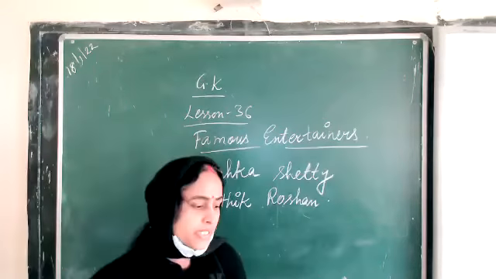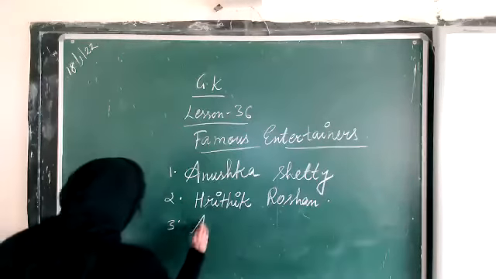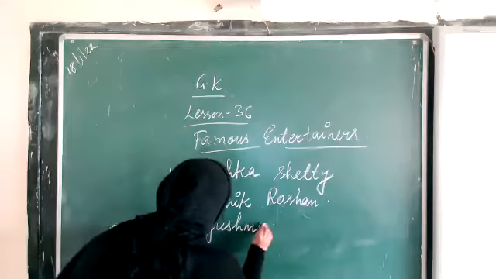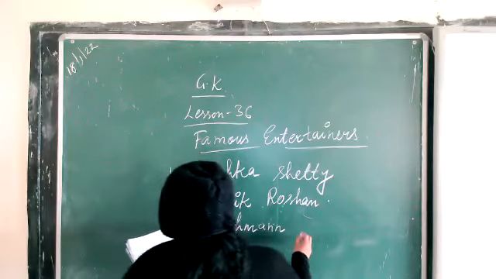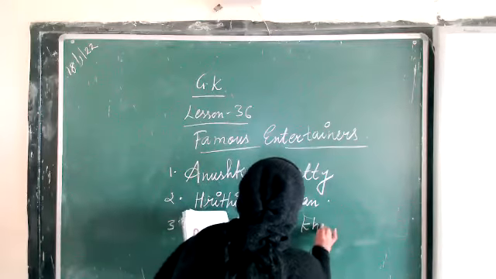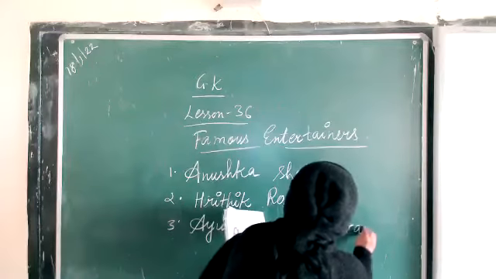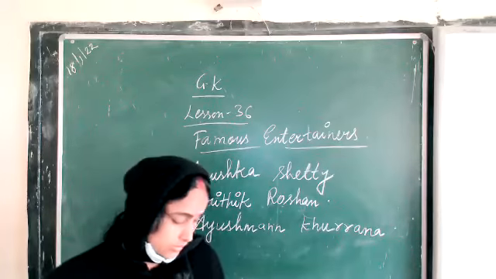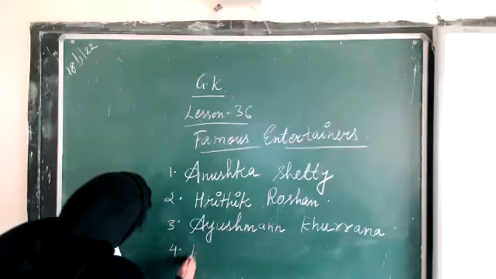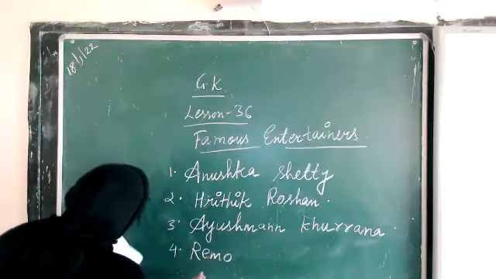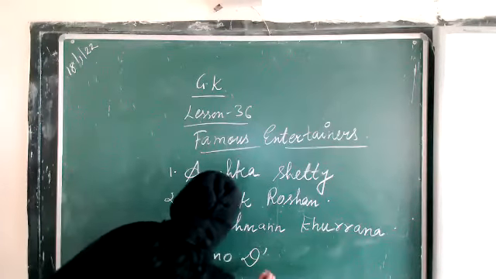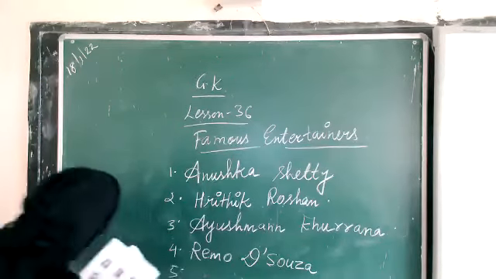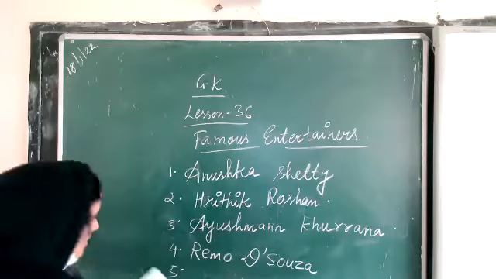Now, third one is Ayushman Khurana. Now fourth one, you write Remo D'Souza. Okay. Now fifth one, Shraddha Kapoor.